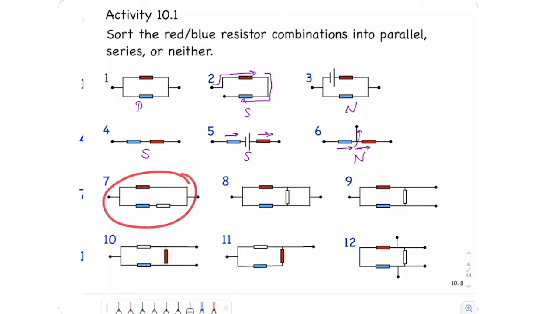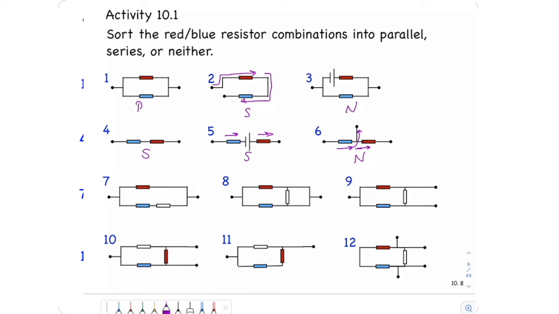How about 7? First of all, are they in series? They're definitely not in series. Are they in parallel? It looks a lot like number 1, where we got these two branches. What are the rules for two objects being in parallel? Same voltage across them. So the voltage across the red resistor is the voltage difference from the left side to the right side of this circuit. Is that the voltage across the blue resistor? No, it's not, because there's also a voltage drop across the white resistor.